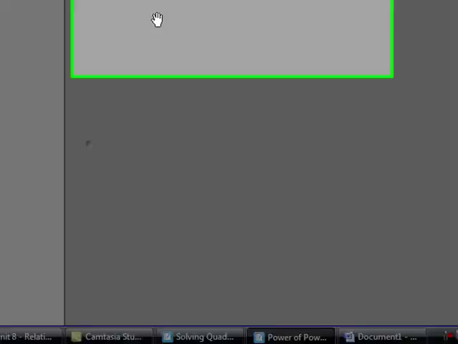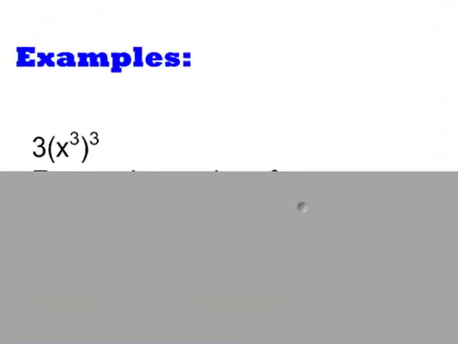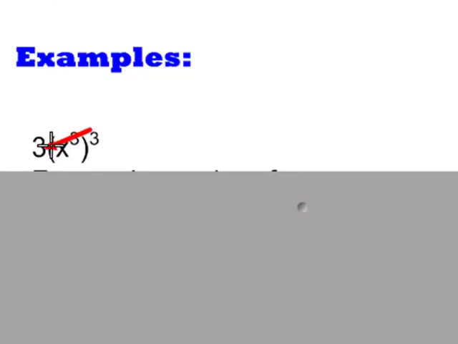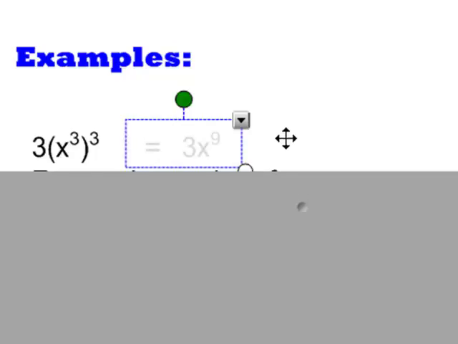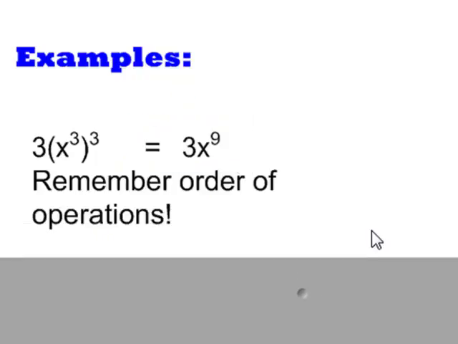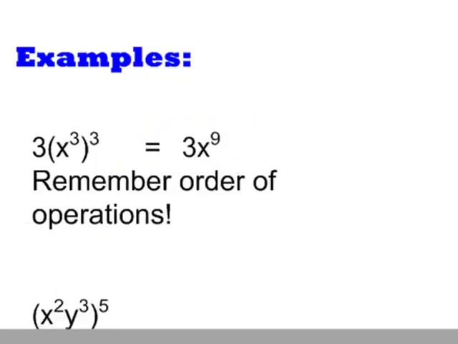Here we have 3 multiplied by x to the power 3 raised to the power 3. This power outside does not apply to the number in front. It only applies to the number inside the brackets. So to evaluate this expression, we keep the number in front and multiply the power into the brackets, leaving us with 3x to the 9. Remember your order of operations. That will help you out with this.